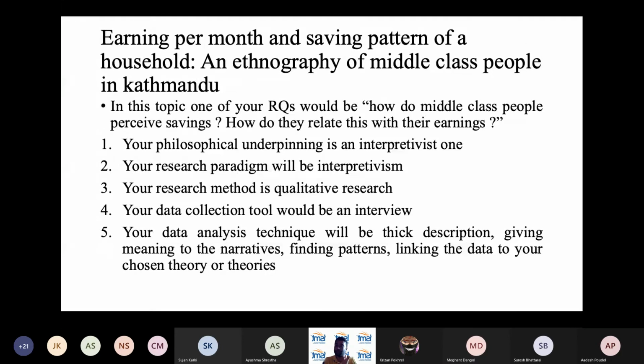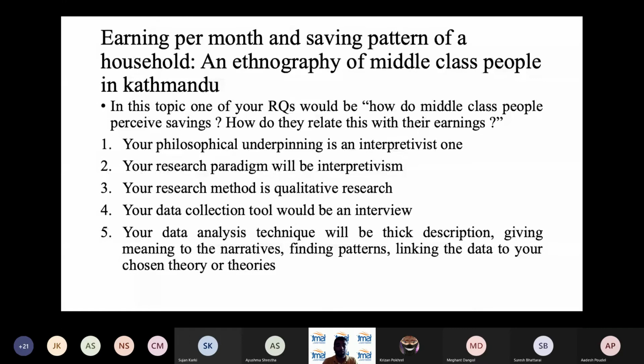Now my research question will be changed. Now it is using the interpretivist approach. In this topic, one of your research questions would be: how do middle class people perceive saving? Perceive saving means I want to find something from their perspective, and how do they relate this with their earning pattern? So how do they perceive their saving and how do they relate this with their earning?